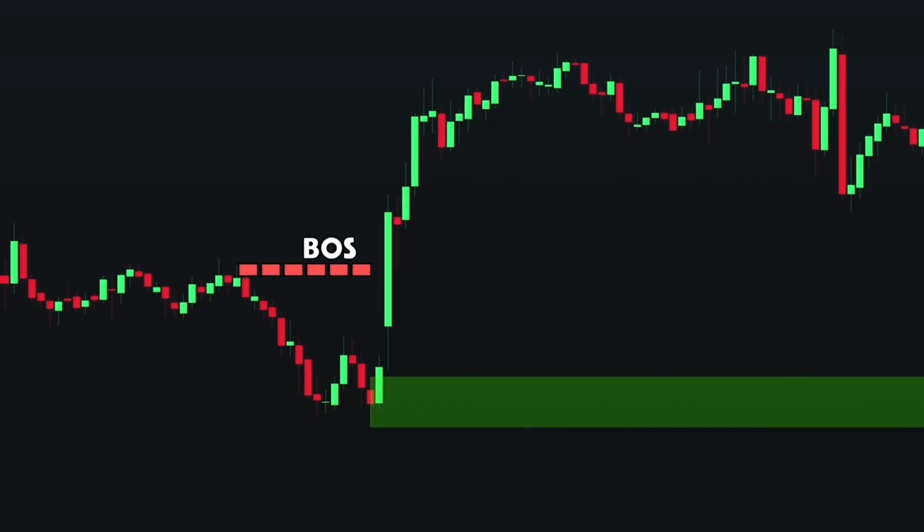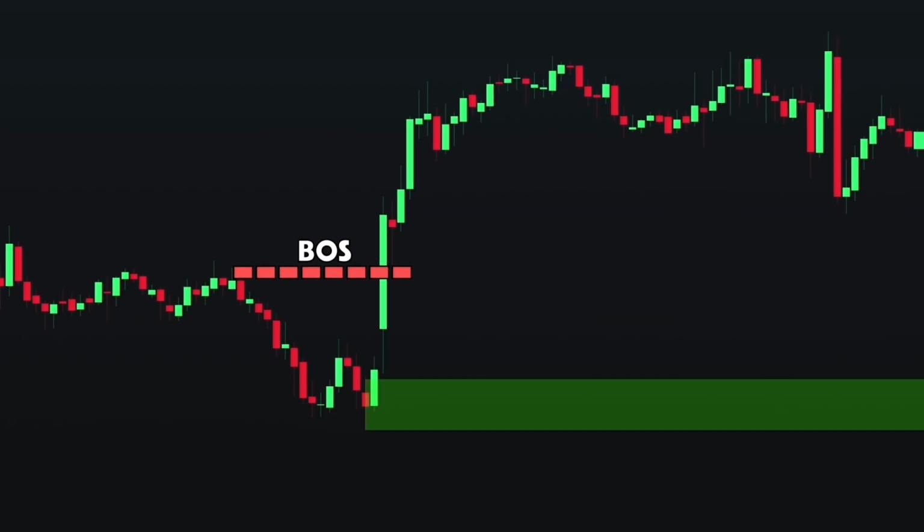Okay, back to the video. So this is how to differentiate a valid zone from an invalid zone. A valid zone will cause what we call a break of structure or a BOS.